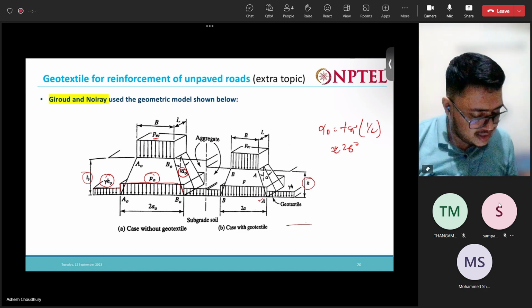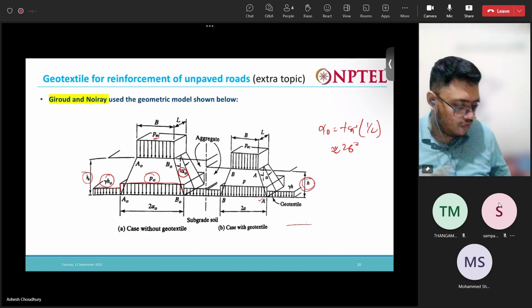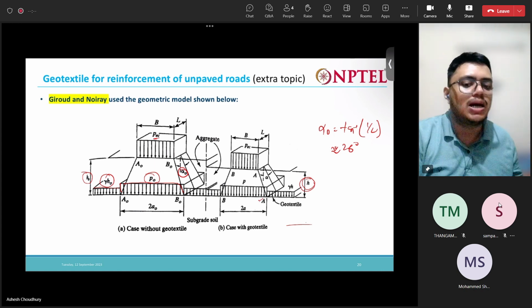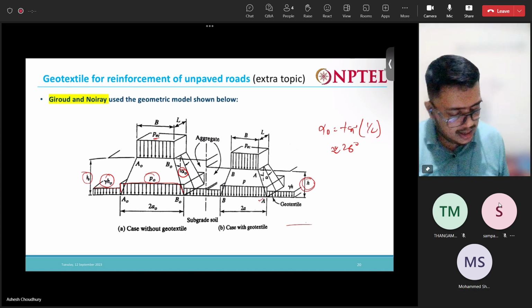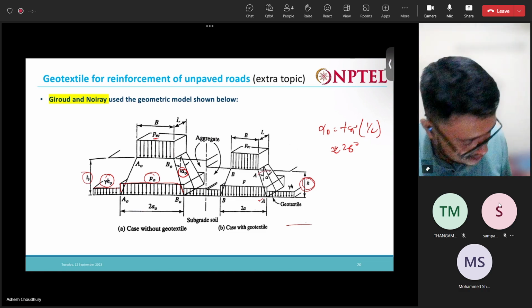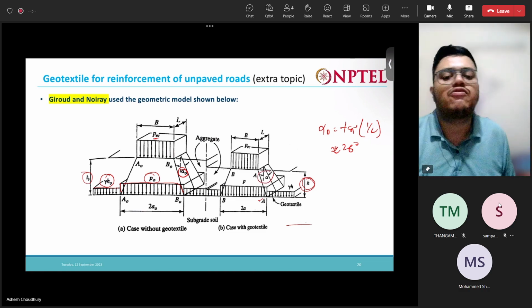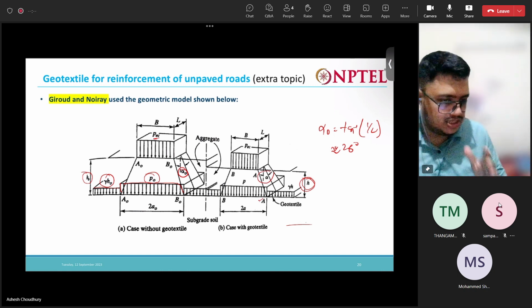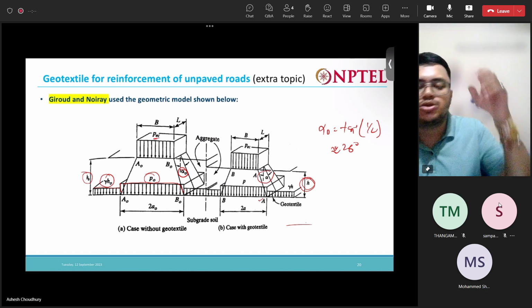When we are using the geotextile, this height is going to be reduced. So obviously the overburden pressure will also reduce from gamma times H naught to gamma times H. Here the dispersion is at an angle of alpha. This alpha angle, the dispersion angle, is actually not equal to alpha naught.